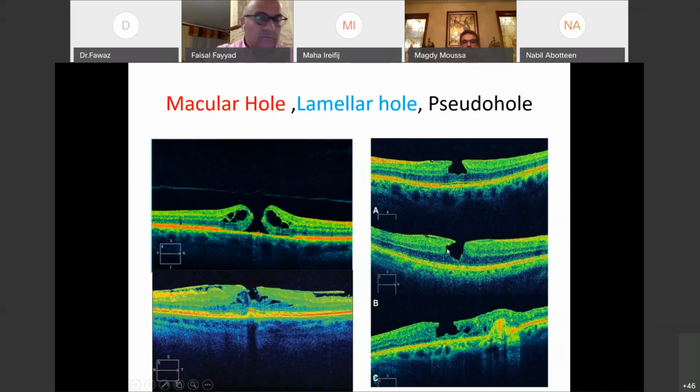So just a simple principle. When we look at any defect in the tissue of the macula, just go to the base of this defect and look at the photoreceptor layer. If you don't find any photoreceptor layer, this is a true macular hole. If you find a photoreceptor layer, then this is either a lamellar hole or a pseudo hole. If you find a schisis or splitting between the inner and the outer layers of the fovea, this is a lamellar hole. And if you find an epiretinal membrane and steepening in the contour of the fovea, this is called a pseudo hole. So this is just a simple principle.